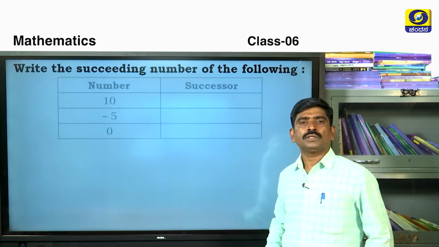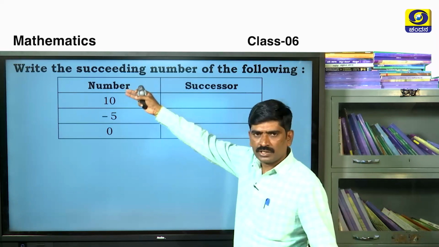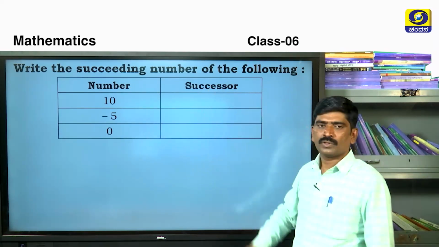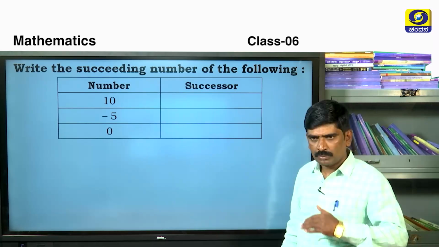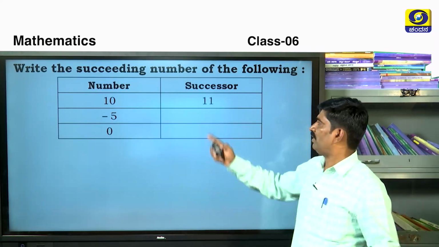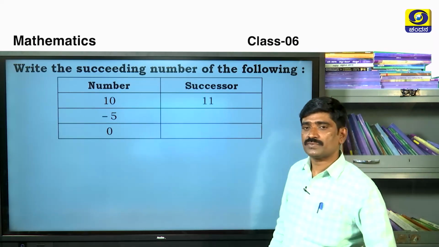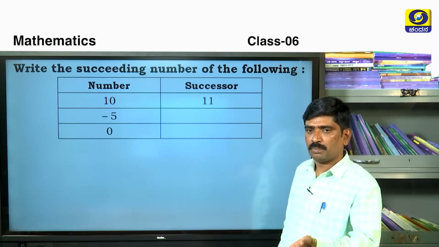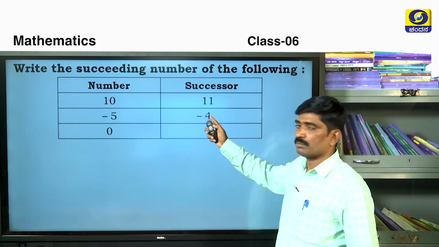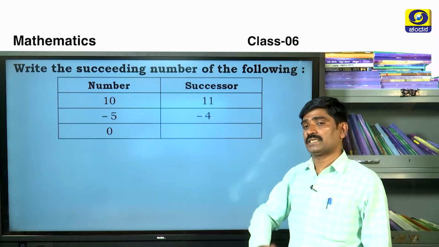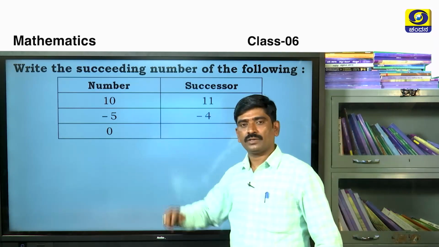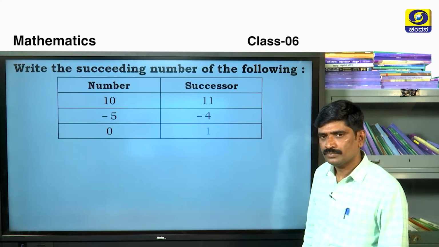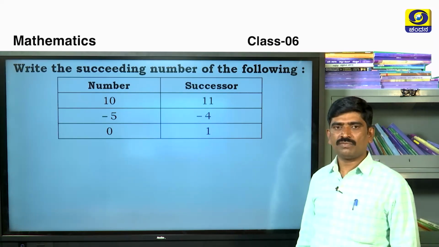Okay. The numbers are given here. Successor. What is the successor of 10? One more than 10 is 11. Very good. What is the successor of minus 5? The next one, minus 4, is the successor of minus 5. For 0, 1 is the successor of 0.